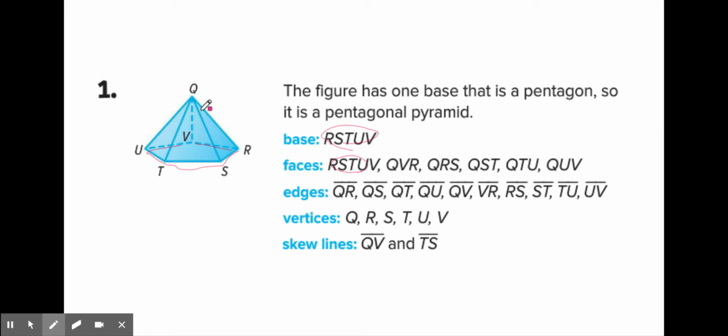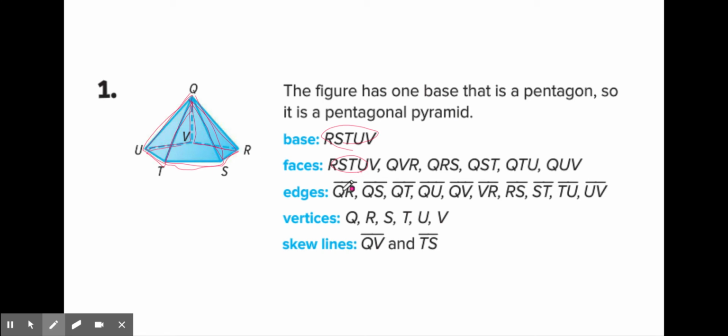Now we talk about our other faces. We see QVR, that far side is a face. QRS, that's a face. QST, that's a face. All these triangular portions are faces, as are QTU and QVU. So you get 1, 2, 3, 4, 5. You see how there are 5 triangular faces coming off of that bottom pentagon.